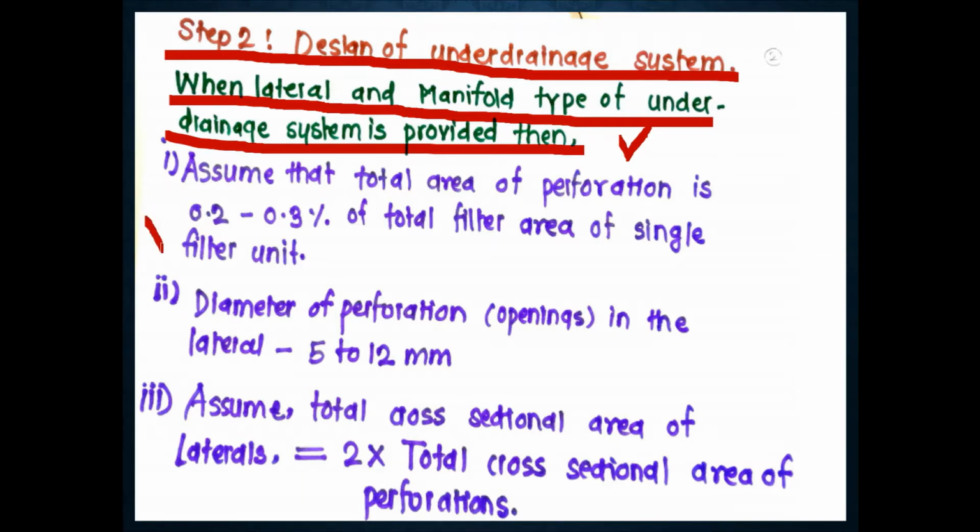First assumption: assume that the total area of perforations is 0.2 to 0.3% of the total filter area of a single filter unit. Area of perforations means the openings or holes which are provided on the under drainage system. This is an important assumption: total area of perforations is 0.2 to 0.3% of the total filter area.